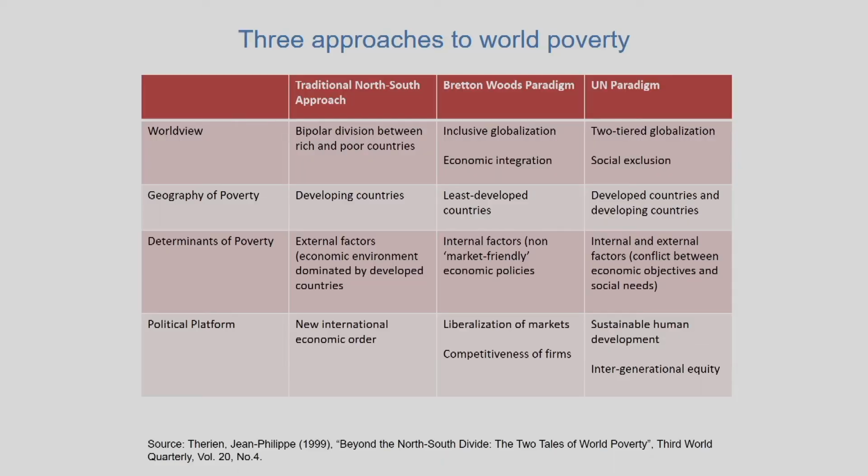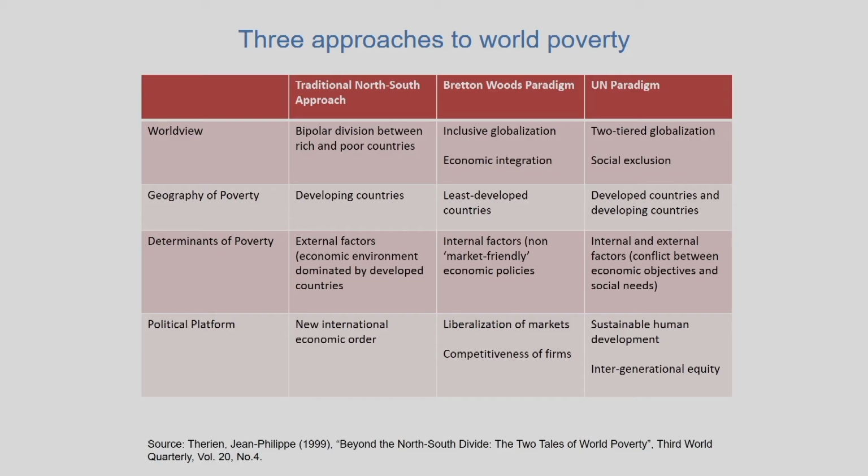So the UN paradigm is trying to bring in the importance of other socio-economic factors or indicators such as health or education, or even to the extent of bringing in the issues of women's empowerment and political stability in countries as well. The traditional North-South approach thought of in terms of the geography or location of poverty. The North-South approach forwarded the idea that poverty is largely located in the third world or the developing countries. The Bretton Woods paradigm also talked about the location of poverty in the least developed countries, which are more or less the same as the third world countries, whereas the UN paradigm brought in this vision of geography of poverty.